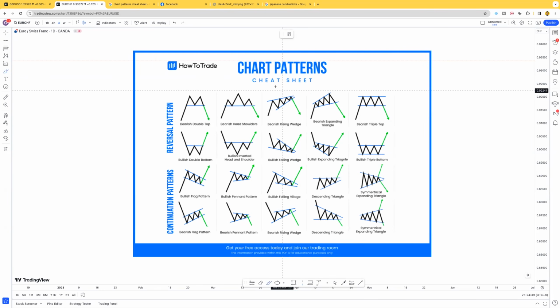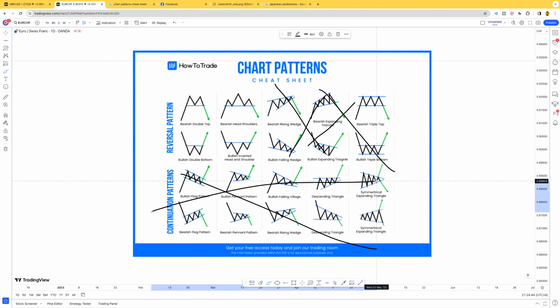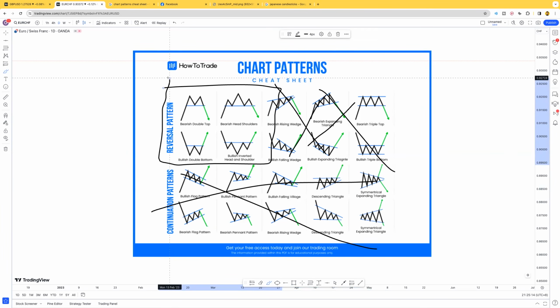I don't care about wedges. I don't care about triangles. I don't care about pennants, whatever. Maybe they work, maybe they don't. I've never really tested them out myself, right? Sure, they are there and maybe they work, but I don't really care about those because if you look at this list of chart patterns, the patterns that have the highest statistical win rate are this right here, the heads and shoulders, and the double top and double bottom. These 4 right here are the 4 chart patterns that I memorize. Double top, double bottom, heads and shoulders, inverted heads and shoulders.